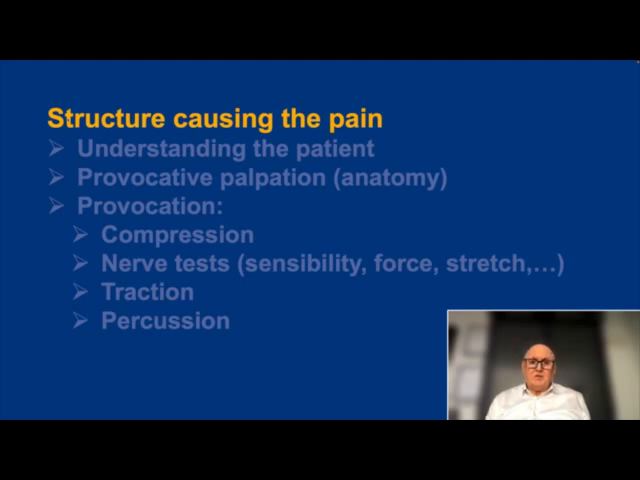To find the structure that causes the low back pain, we have different options and possibilities. We have the case history. So there we have to understand what the patient is telling us. We also have provocative palpation, and therefore we have to be very good in knowing our anatomy. And in this context, we have to be able to palpate all the anatomical structures of the pelvic area and of the lumbar area. We also can work with provocation in compression of joints, for example, or we can test nerves on sensibility, on force, muscle force, of course. We can stretch a nerve. We can also use traction in our evaluation, and we can also use percussion, for example.